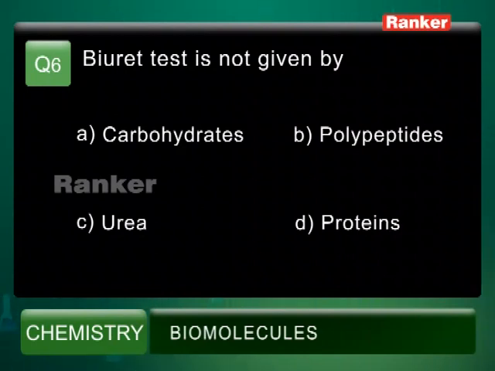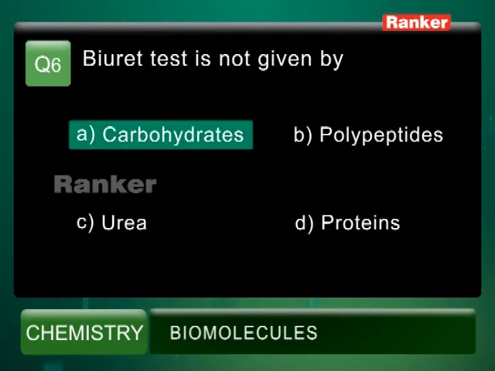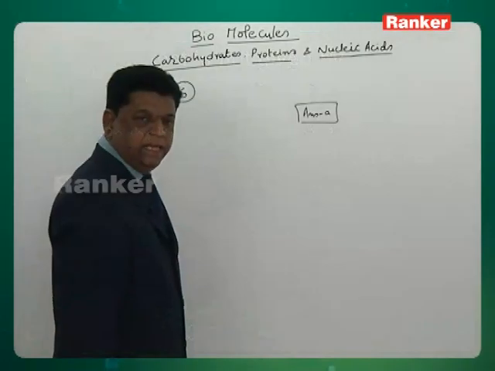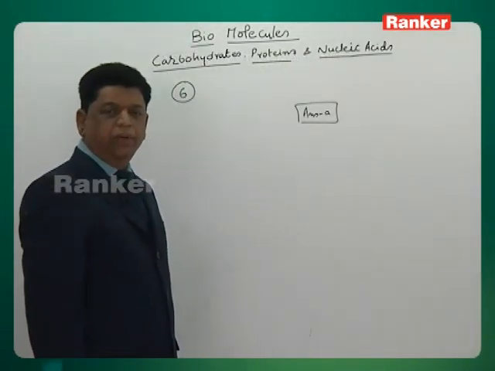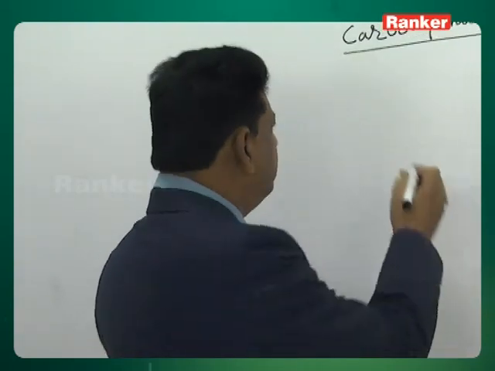Urea also on heating gives a biuret formation. Proteins also will give it. So which one will not give? It is a negative question. So except the A, answer A is the right answer. Except the A, all other compounds are going to give the biuret test, and the A, carbohydrate, will not give the biuret test. Let us see question number 7.